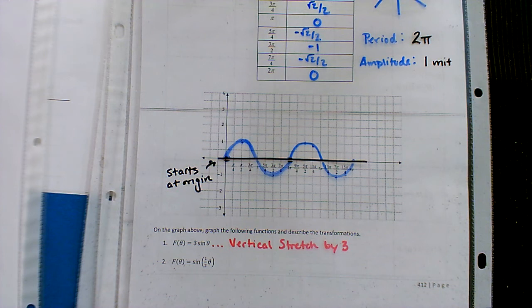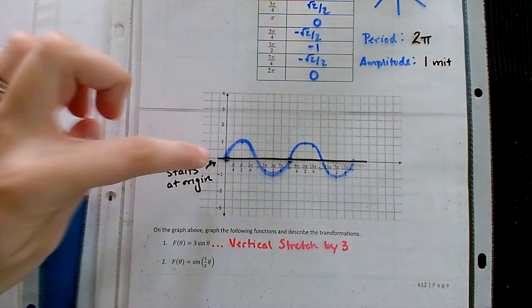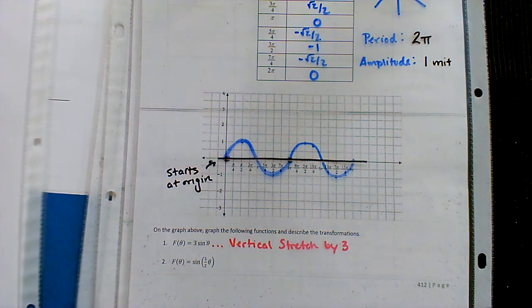So we have to take all the y values. Vertical means up and down. We have to take all the y values and multiply them by 3. So we're going to go ahead and graph this on this paper. Not sure if you want to use a different colored writing utensil or a different type of writing utensil so you know the differences between the graphs. But we're going to go ahead and change this blue graph into 3 sine of x.